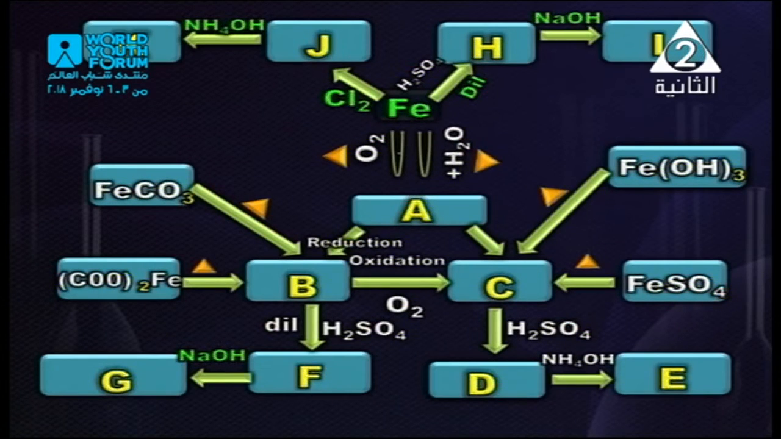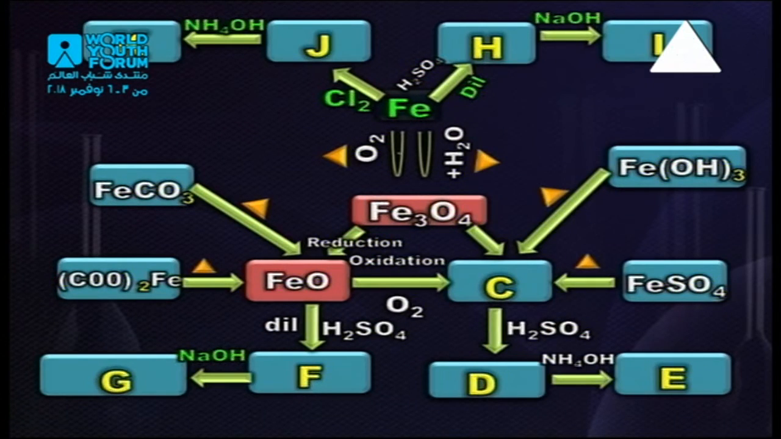As shown on the screen now, iron reacts with oxygen or water by heating. It gives here magnetic iron oxide, Fe3O4. To know the compound B, we know that heating iron 2 carbonate or heating iron 2 oxalate, in the absence of air, gives iron 2 oxide. Remember, my dear student, iron 2 oxalate is heated in the absence of air, with no air.